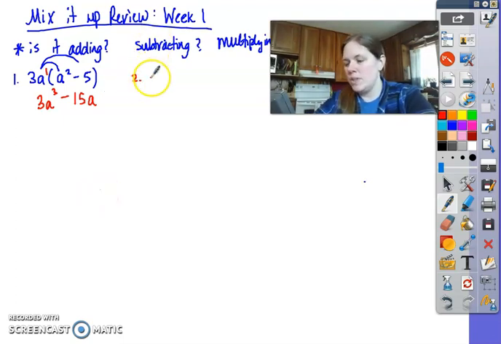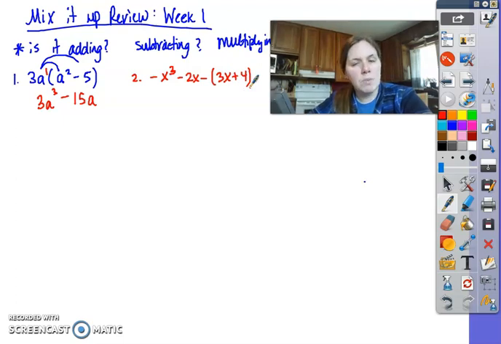Number 2, negative x squared, oops, I'm going to make that a cube, negative x cubed minus 2x minus parentheses 3x plus 4. So reminder from the last problem, we looked in front of the parentheses. So I'm looking right here. Is there a sign there? Yeah. What is it? It looks like a negative or a minus sign, so we're going to dig back in our memory from subtraction. That was your day 2. So if this problem seems confusing to you, you can go back and look at your day 2 stuff.